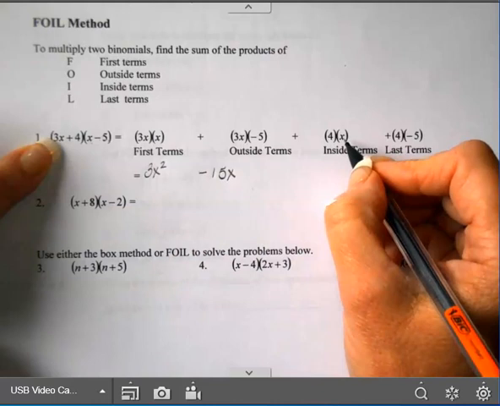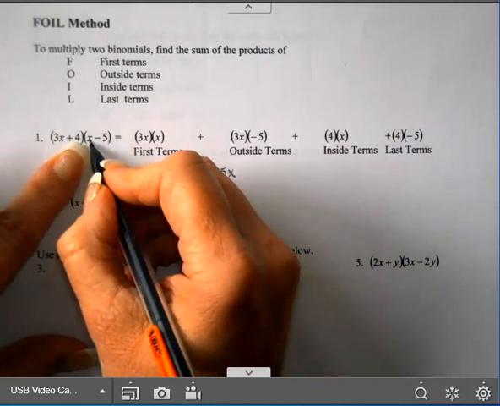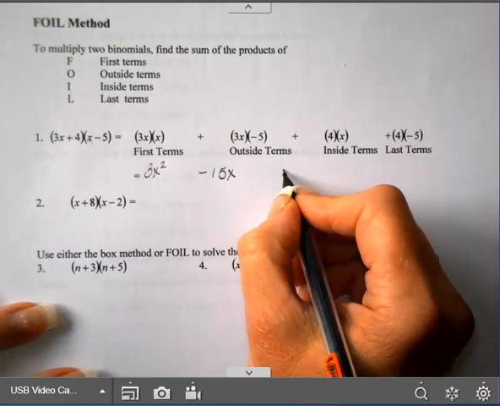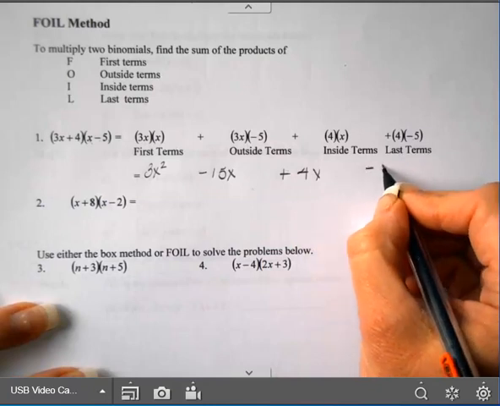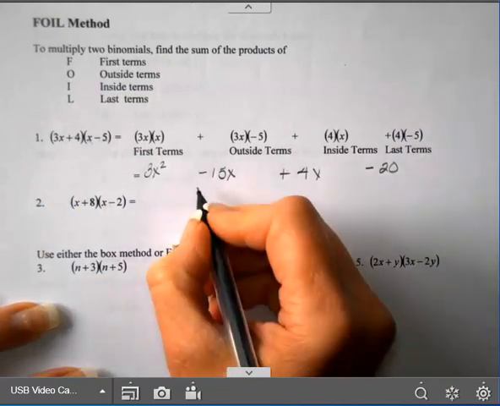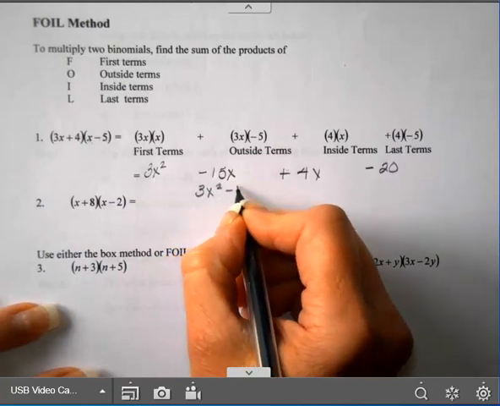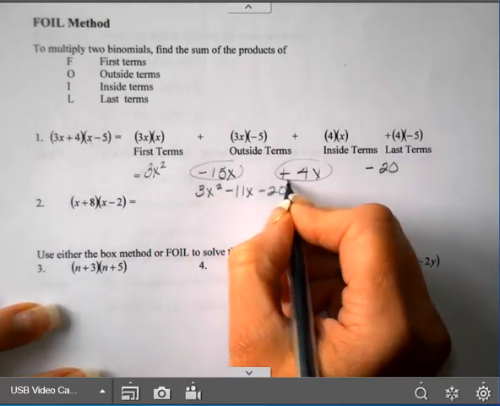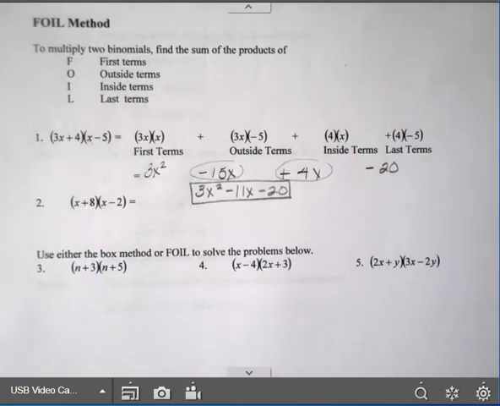My inside terms are the ones that are closest to each other on the inside, so that's the 4 and the x. So it'll be plus 4x. And then my last terms are the last terms in each of the parentheses, so negative 4 and negative 5, which give me the negative 20. When I combine all this together, my final answer will be 3x squared minus 11x, those two I can combine, minus 20. This method just saves you a little time from writing the box.